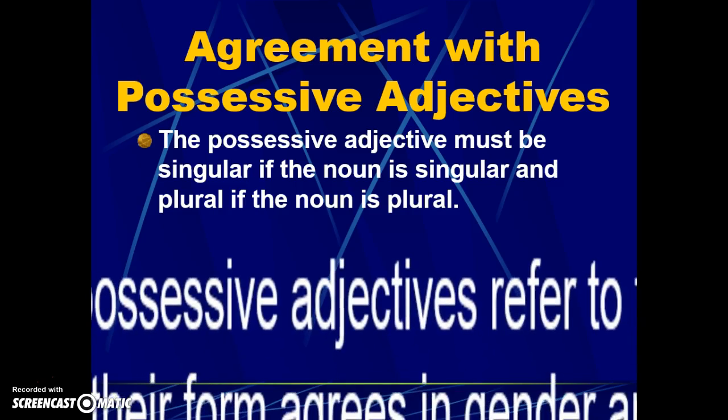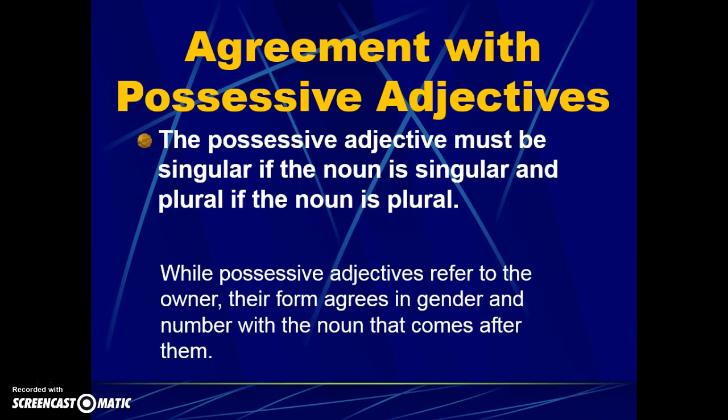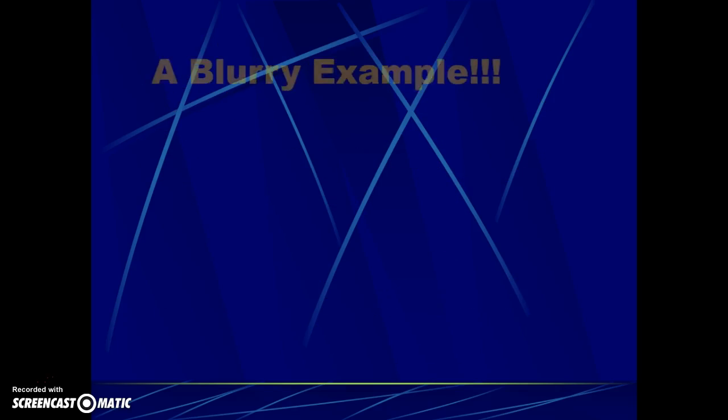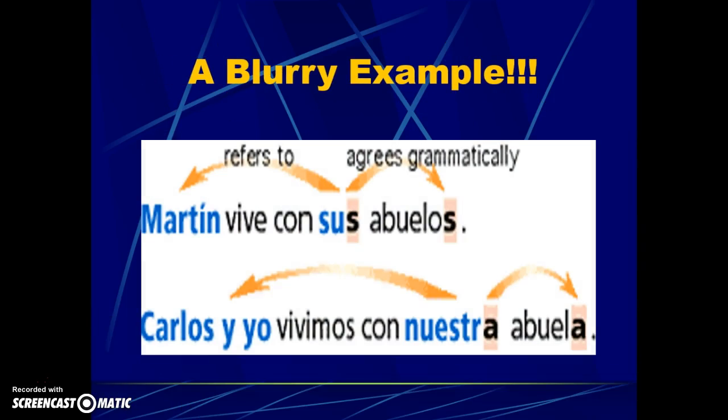is plural. So we just talked about that. They have to match. While possessive adjectives refer to the owner, their form agrees in gender and number with the noun that comes after. So what does that mean? Let's look at an example that's kind of blurry. So look at this sentence. Martin vive con sus abuelos, he lives with his grandparents.